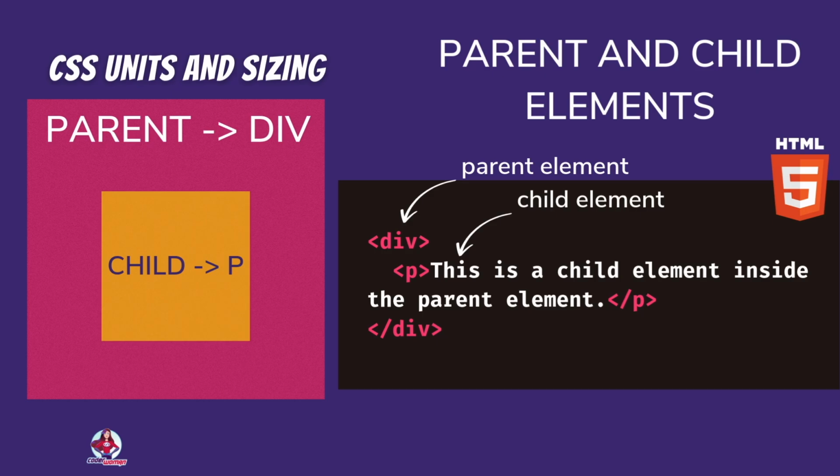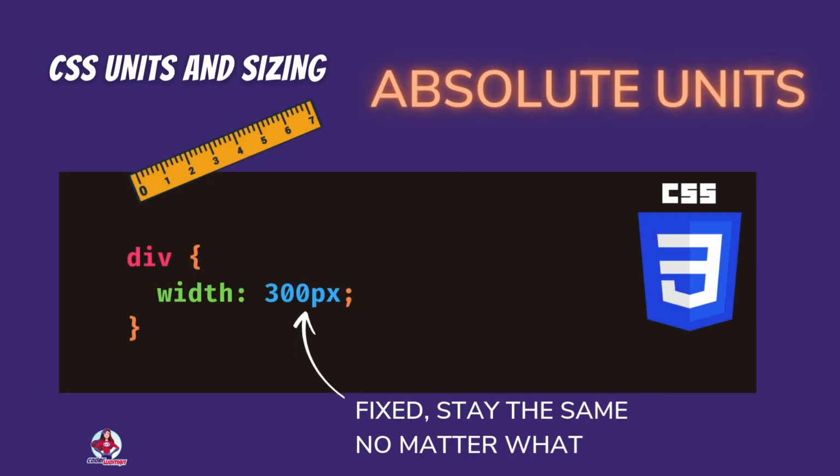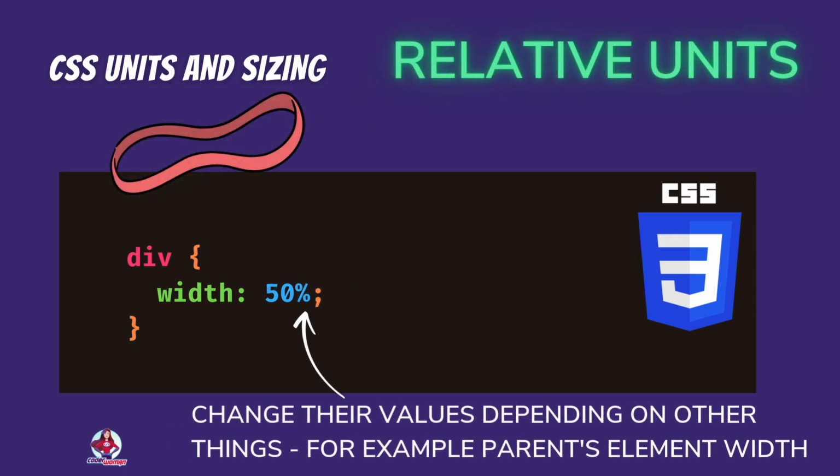Let's go back to the CSS units. To further illustrate the concept of absolute and relative units, let's look at some examples. In this example, the div element will always be 300 pixels wide, no matter the size of the screen or the font size. In this example, the div element will take up 50% of its parent element's width, meaning its actual width will change depending on its size.